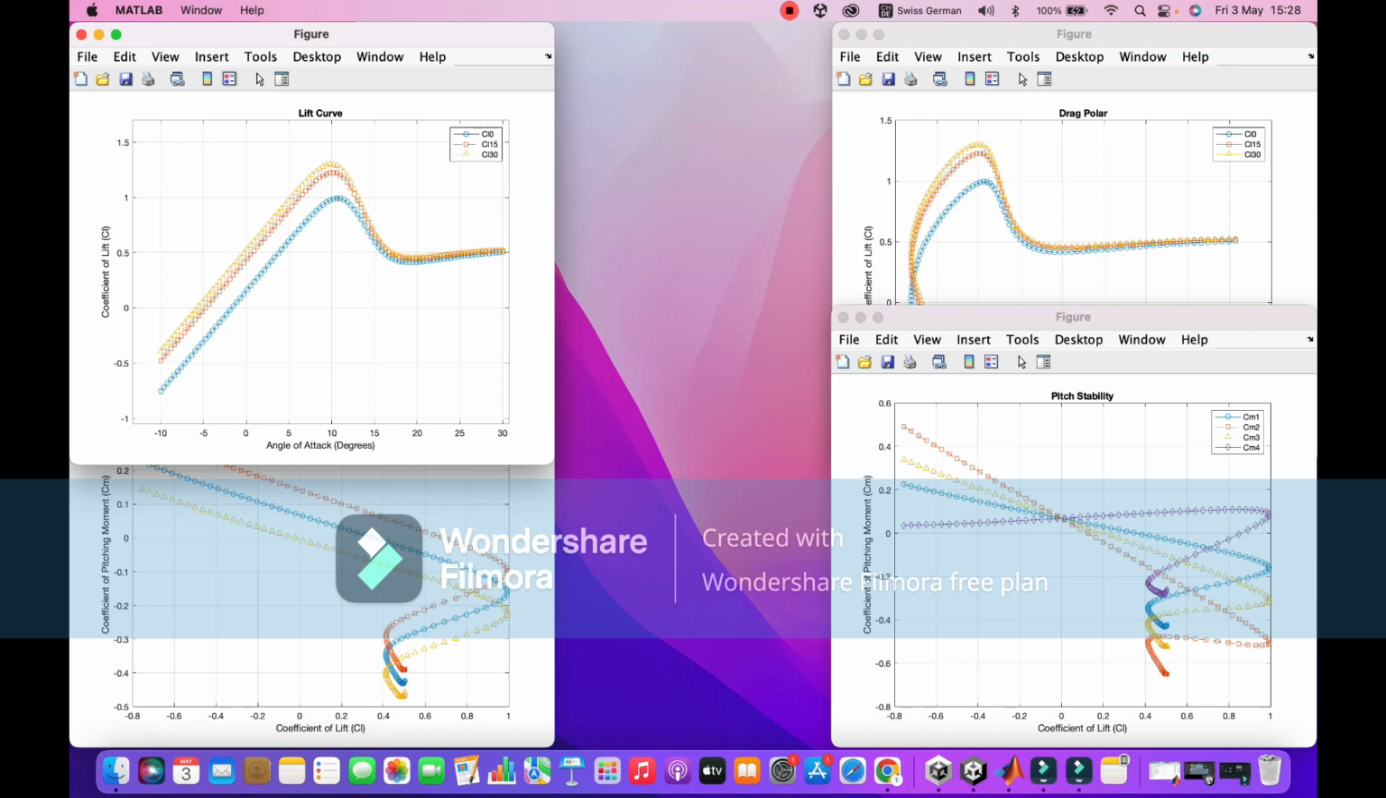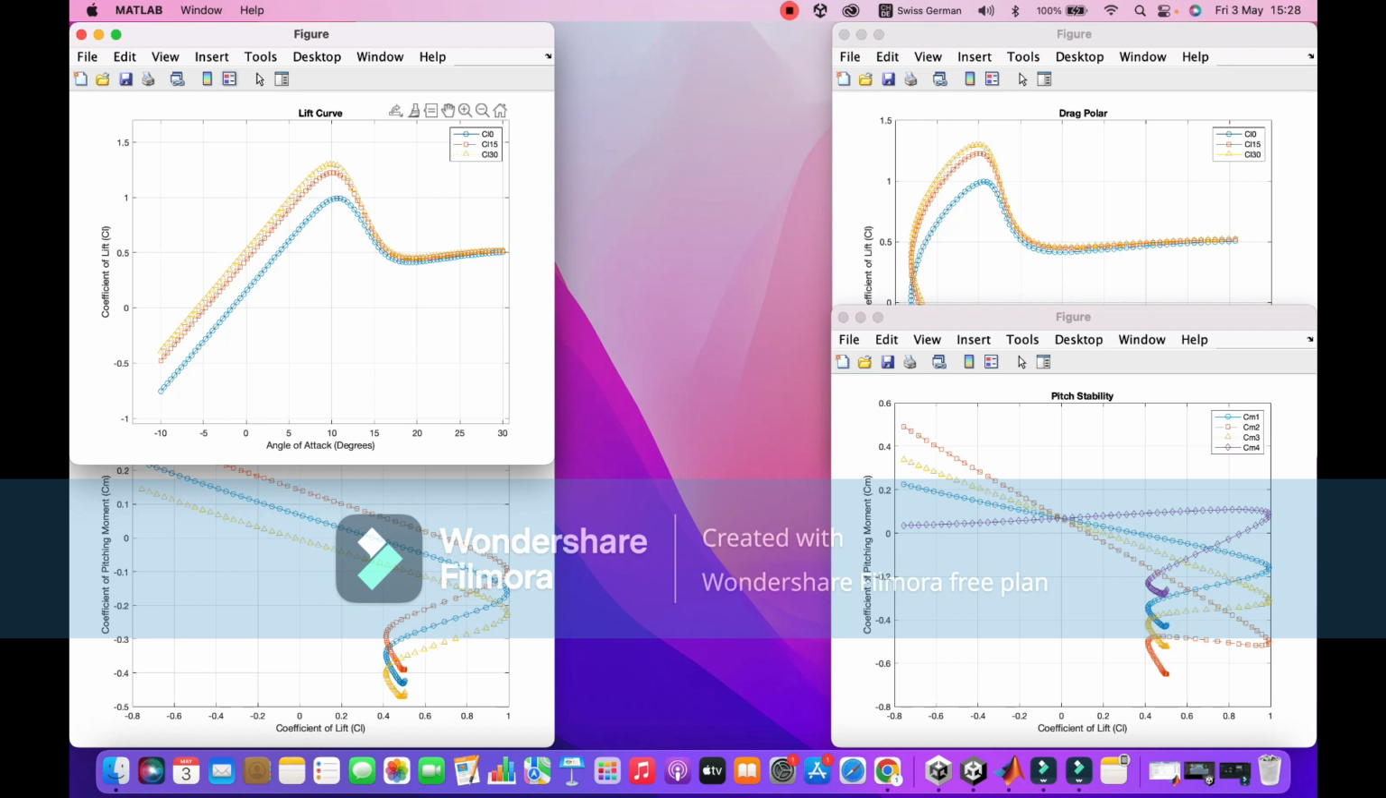The first graph, lift curve on the left, provides the lift coefficient for 3 different flap settings plotted against the angle of attack in degrees. And from the graph you can see that the maximum lift coefficient achieved is around 1.3 at an angle of attack of around 10 degrees. Each curve reaches its peak before dropping, indicating stall behavior as the angle of attack increases beyond the CL max point.